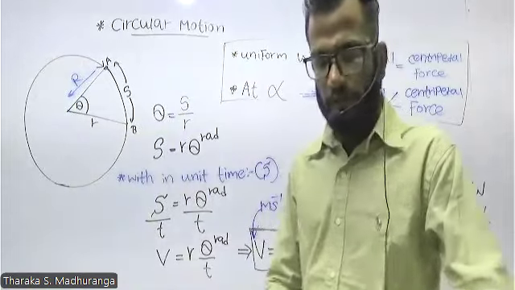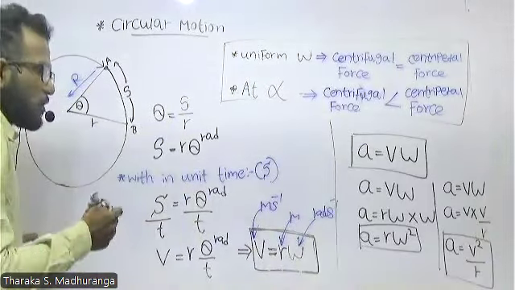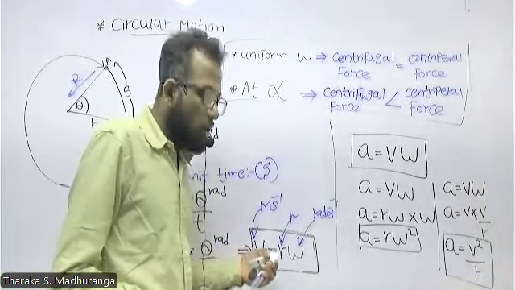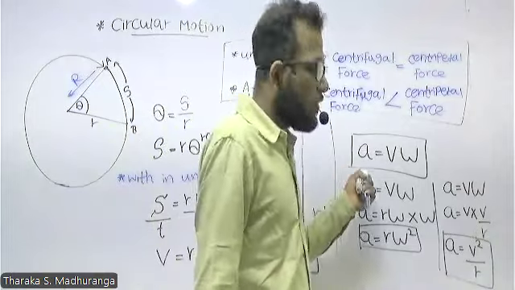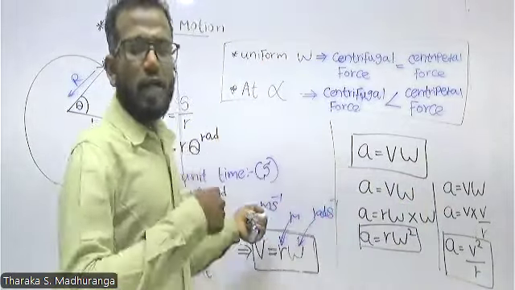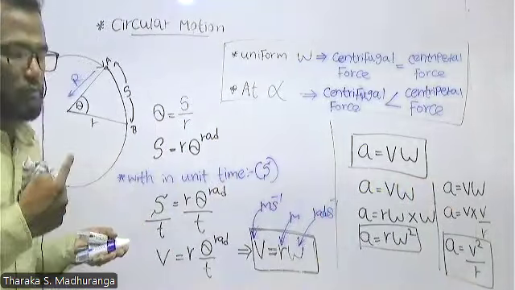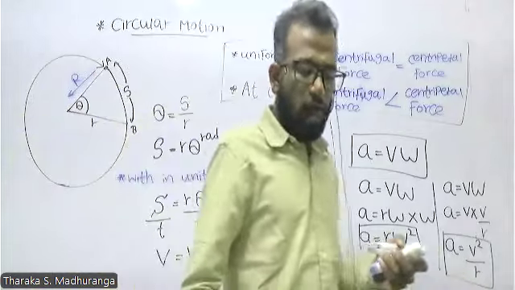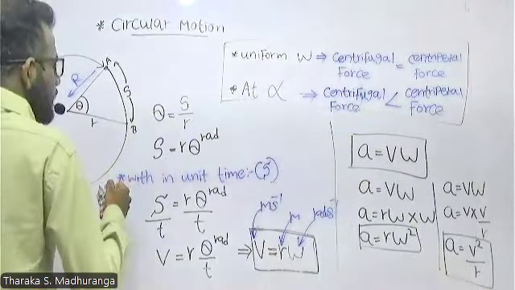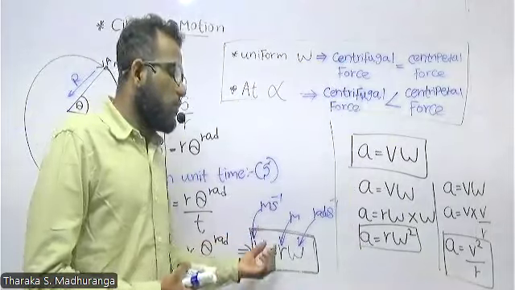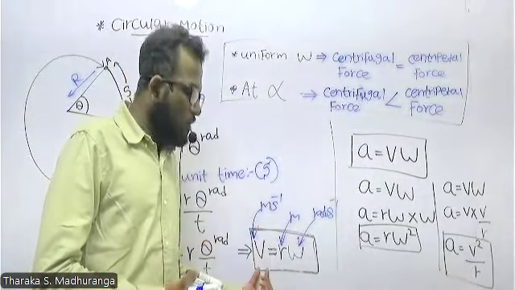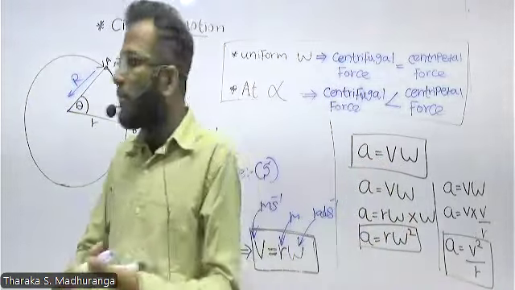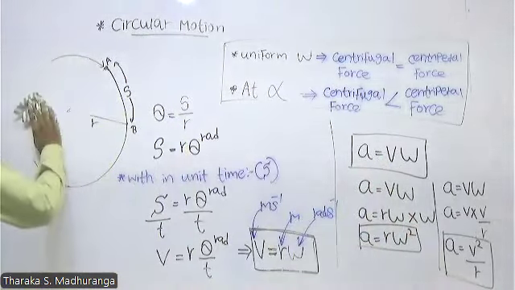Okay, finish. Now we know two equations. Basically, we have two equations now: v equal r omega and a equal v omega. Very simple two equations we have. Then we can get the speed of the circular motion object and the centripetal acceleration of the circular motion object.